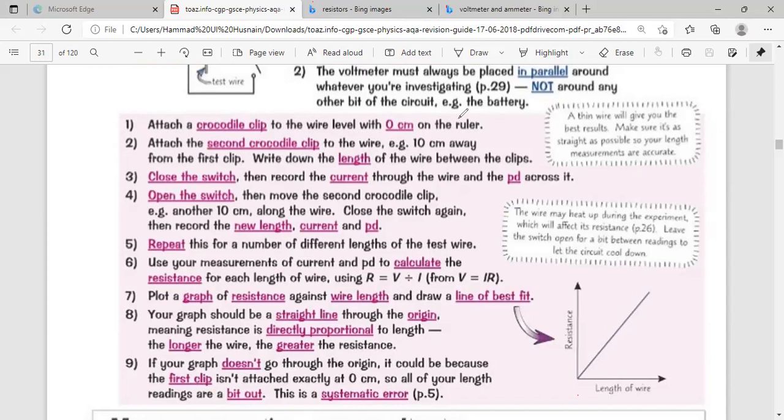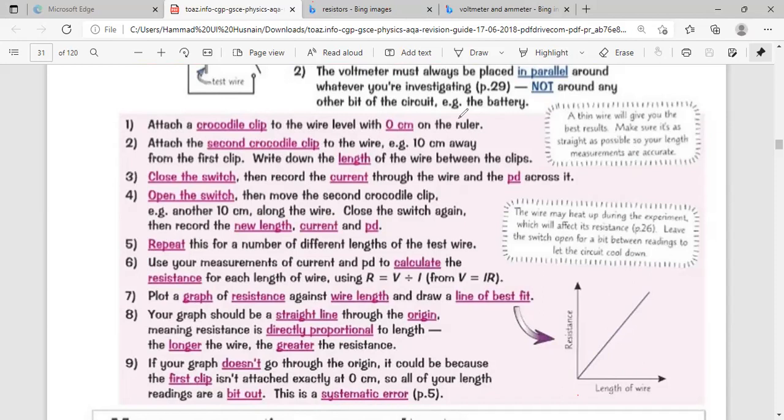We can just go through the points really quickly. Okay, so it is saying to attach a crocodile clip. Are you familiar with this crocodile clip? Yeah, it's used to connect with the wires. Yes, exactly.